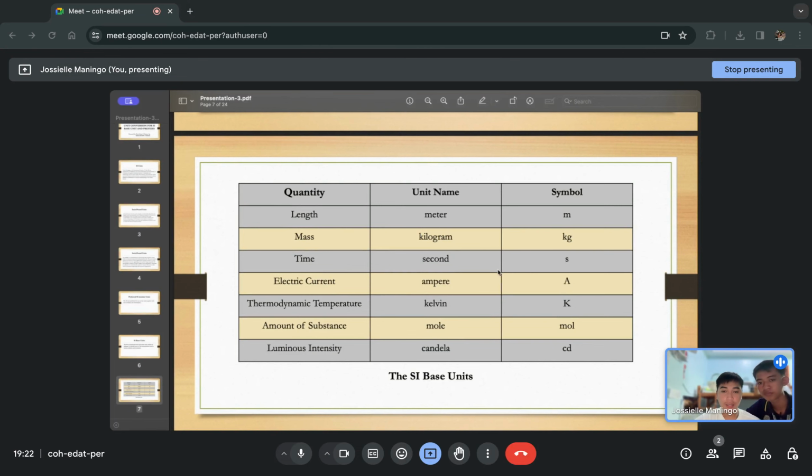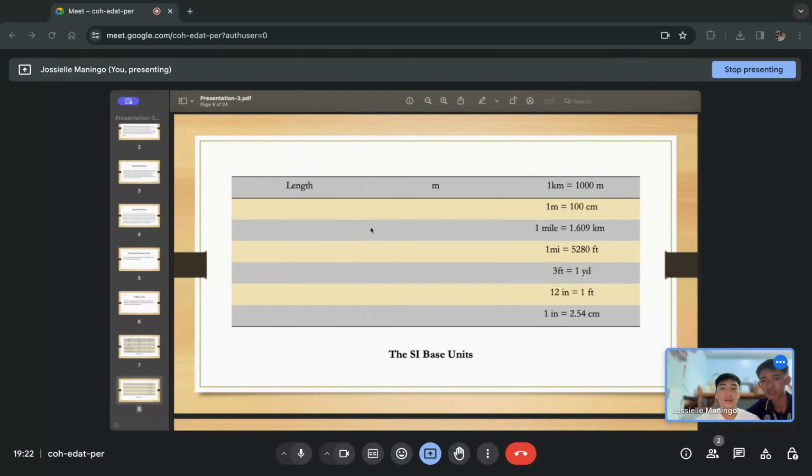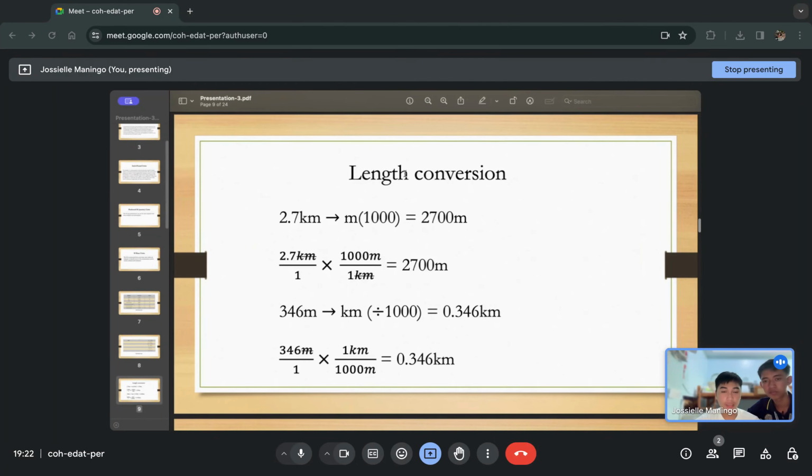And we have the length. This is the SI base unit, the seven. And next is the length. The unit is the meter, and 1 km is equivalent to 1,000 meters, 1 meter is equivalent to 100 centimeters, 1 mile is equivalent to 1.609 km, and 1 mile is equivalent to 5,280 feet. 3 feet is equivalent to 1 yard, 12 inches is equivalent to 1 foot, and 1 inch is equivalent to 2.54 cm. This is the length conversion.